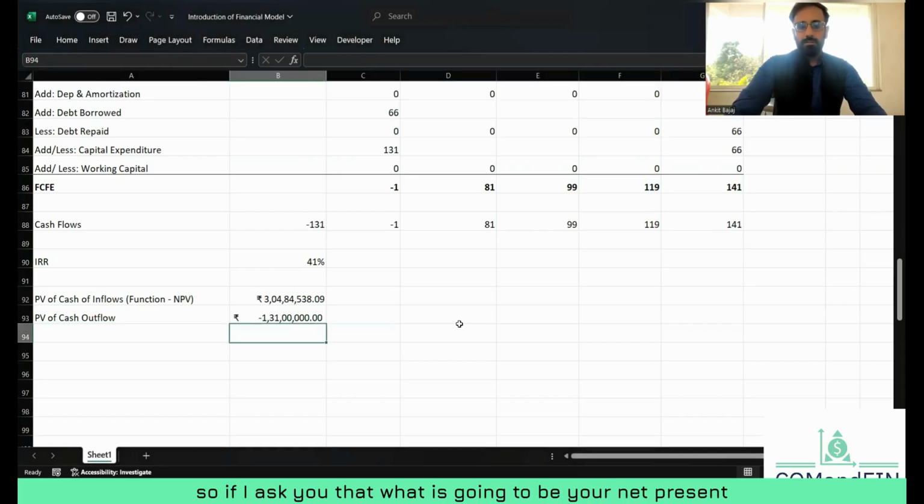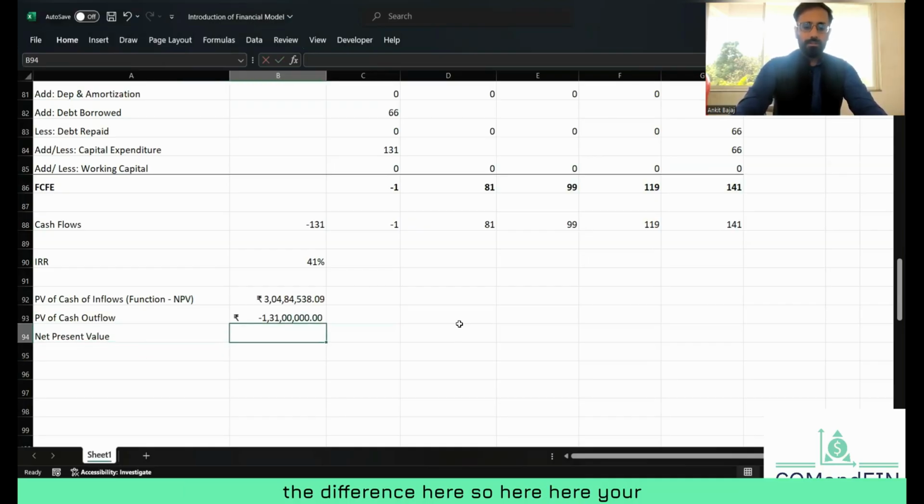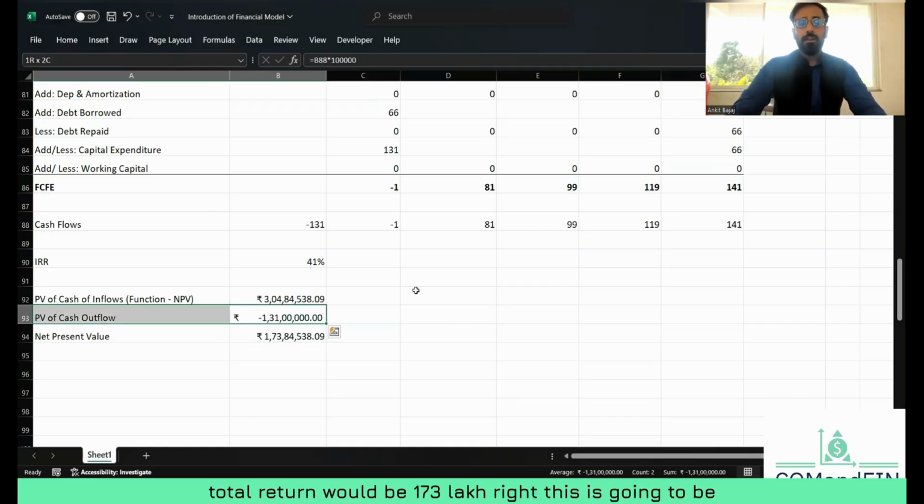So if I ask you what is going to be your net present value, simply we will take the difference between cash inflows and cash outflows. So let's take the difference here. So here your total return would be 173 lakh. This is going to be your total return.